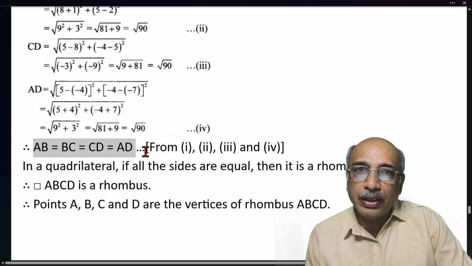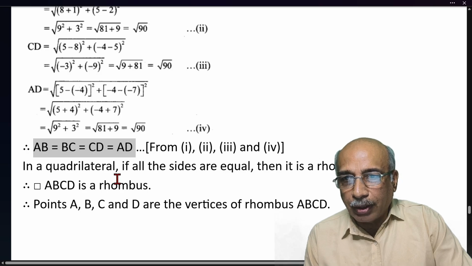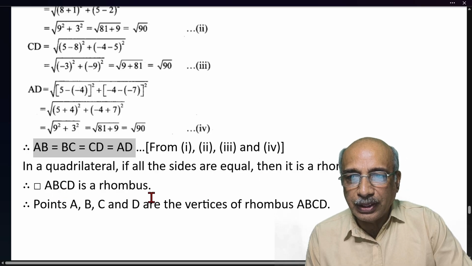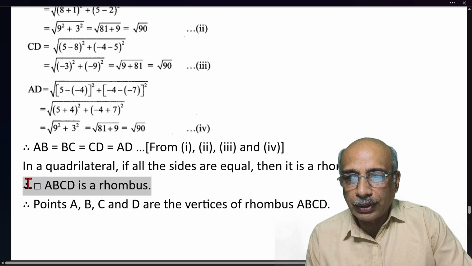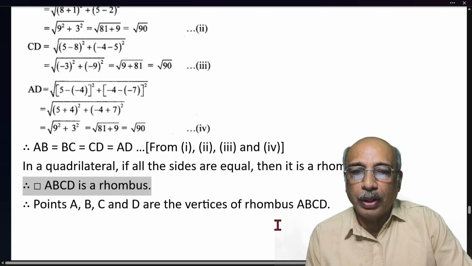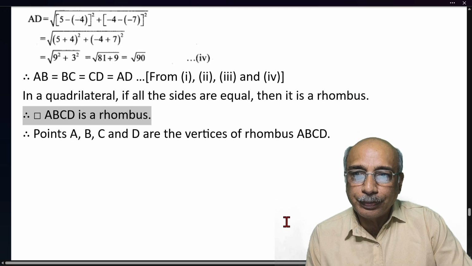These are nothing but the sides of the quadrilateral and all are equal. In a quadrilateral, if all the sides are equal, then it is a rhombus. Therefore, quadrilateral ABCD is a rhombus. Therefore, points A, B, C and D are the vertices of rhombus ABCD.